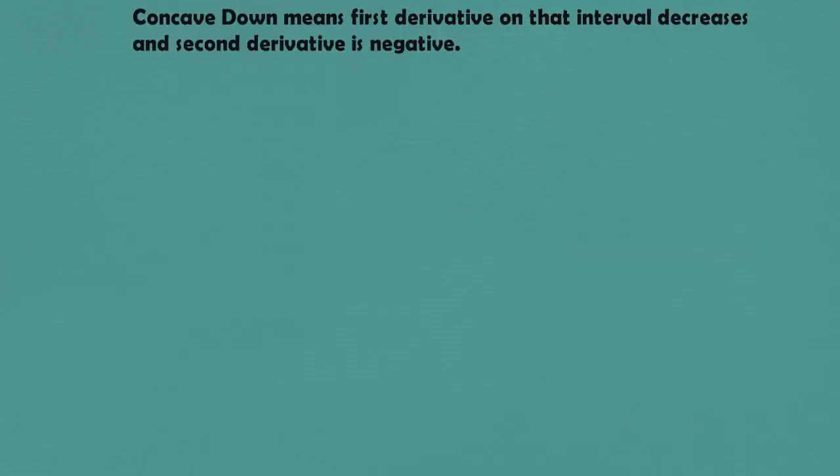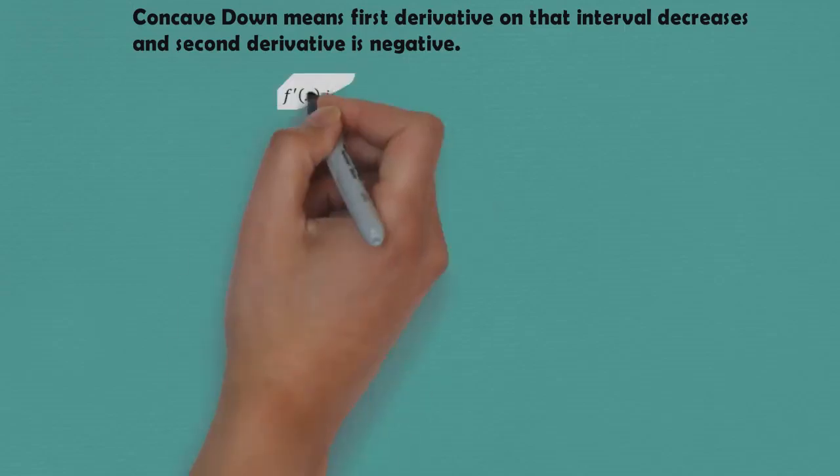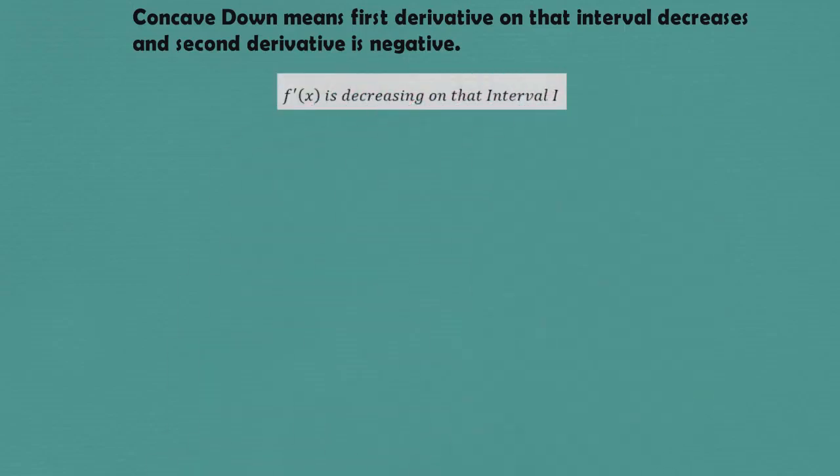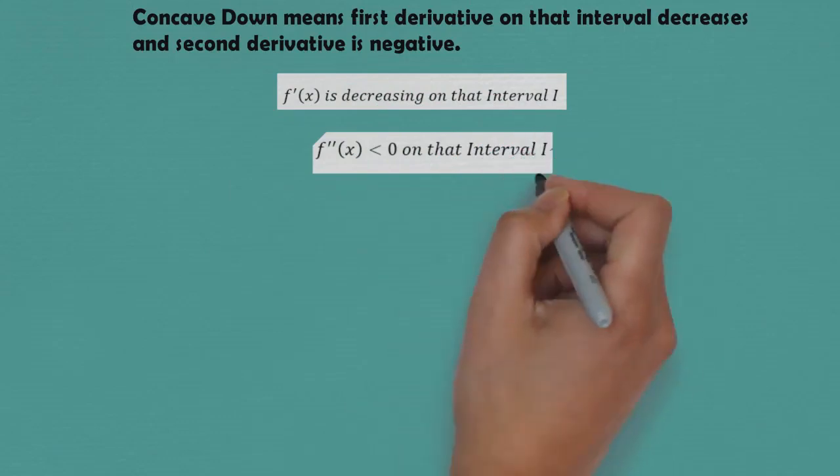When the graph is concave down, it means that the first derivative on that interval decreases and the second derivative is negative. That is, first derivative is decreasing on that interval and second derivative is less than 0.